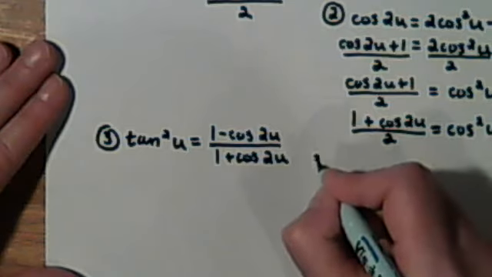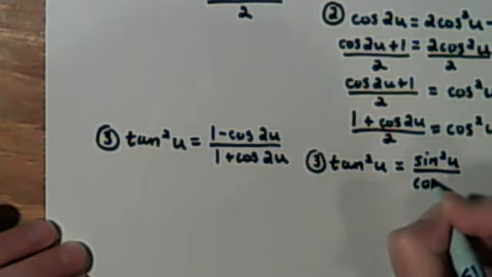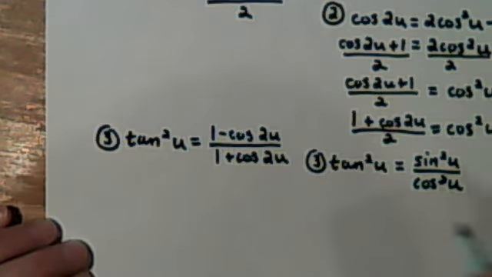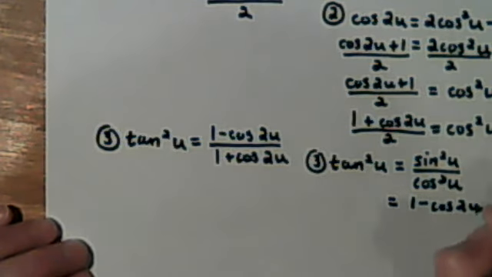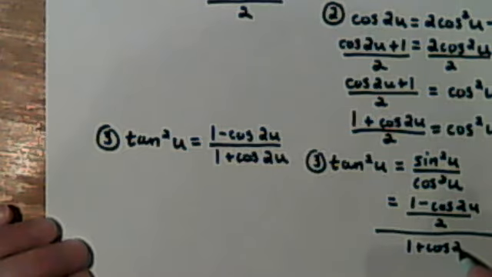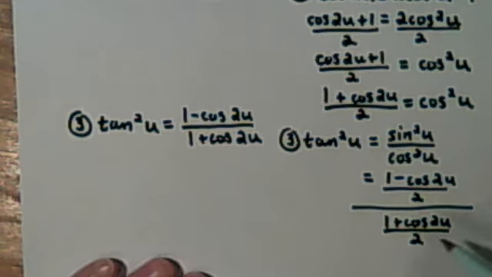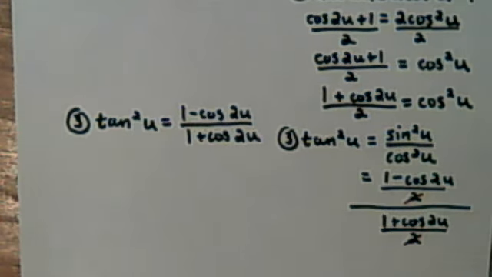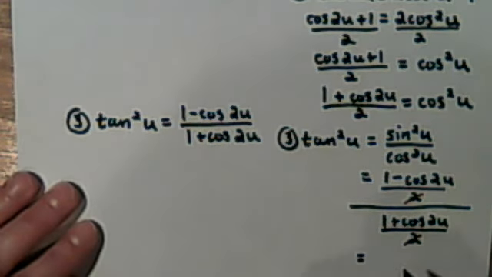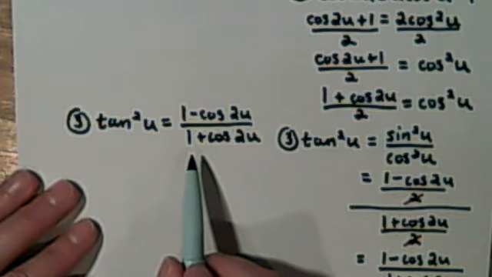So if I were to take tangent squared of u and write it as sine squared u over cosine squared u, again, that's something you're familiar with, the quotient identity. I can actually substitute in what we've already done for sine squared u, which is 1 minus cosine of 2u over 2, and put that all over our cosine squared u, which was 1 plus cosine 2u over 2. Now, when you have a complex fraction like this that happens to have the same denominator in the top fraction and the bottom fraction, the simple way to reduce this is to cancel those same denominators. And notice when we do that, we do end up with 1 minus cosine of 2u over 1 plus cosine of 2u, which is our power reducing formula for tangent.